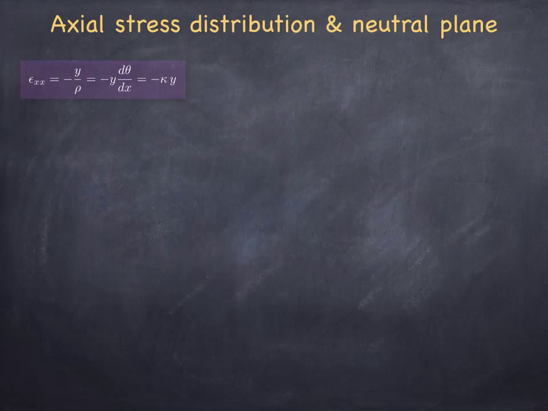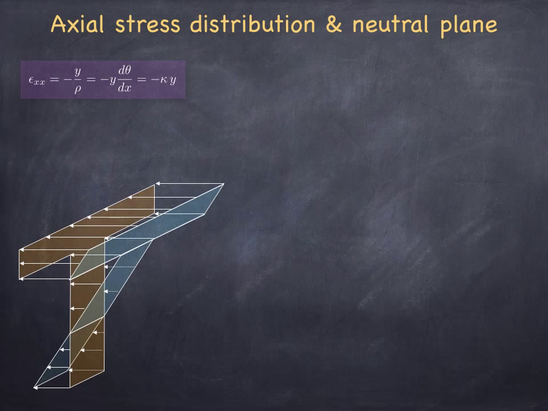So I've just reproduced the original formula from the previous page, and I've also added an alternative representation for epsilon xx, which is minus kappa times y, because if 1 over rho is just kappa, the curvature, then minus kappa times y must be epsilon xx. Let us look at a more generic cross-section that has a plane of symmetry. Let's say that we are looking at a T-shaped cross-section, and I have created a version of this cross-section after the deformation takes place. It is still a T, the same size T, and it is not a warped T.